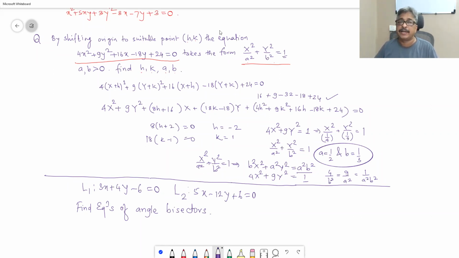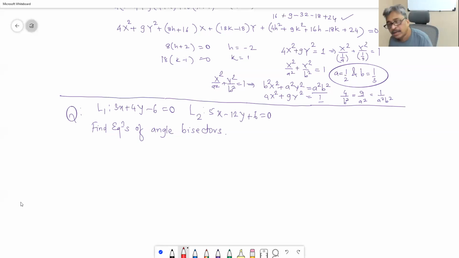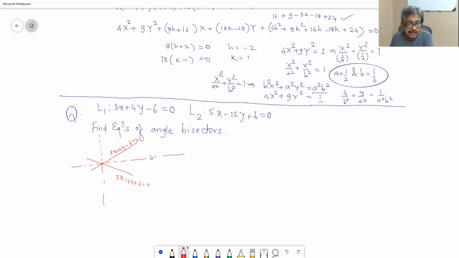Because we know geometry and therefore we know what is angle bisector. It is a locus. Using that, we should be able to do it. If I want to find out the bisector, I will draw a diagram. One line is like this, another line is like this. This is 3x plus 4y minus 6 is equal to 0. This is 5x minus 12y plus 6 is equal to 0. And suppose I am trying to find out a bisector, there will be one like this. There will be two bisectors, right?